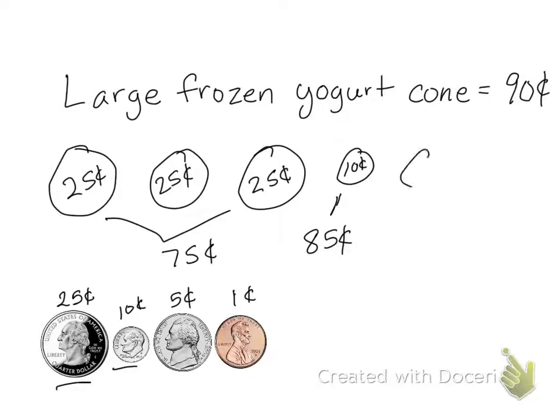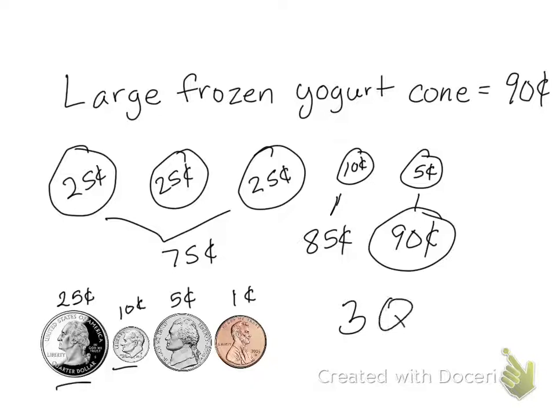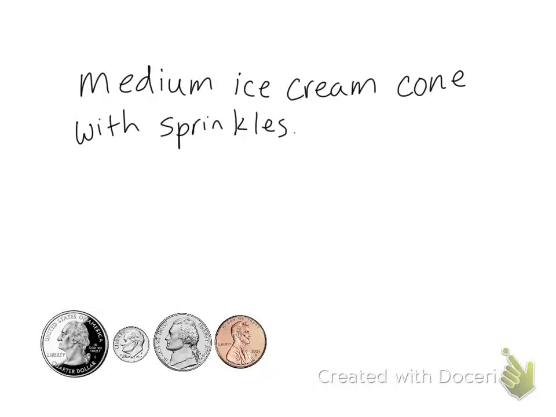So I'm going to use nickels. So I'm going to use 1 nickel. So 85 cents plus a nickel is 90 cents. So to pay for my cone, I would have to use 3 quarters, 1 dime, and 1 nickel. Okay? All right. What if I want to buy a medium ice cream cone with sprinkles?